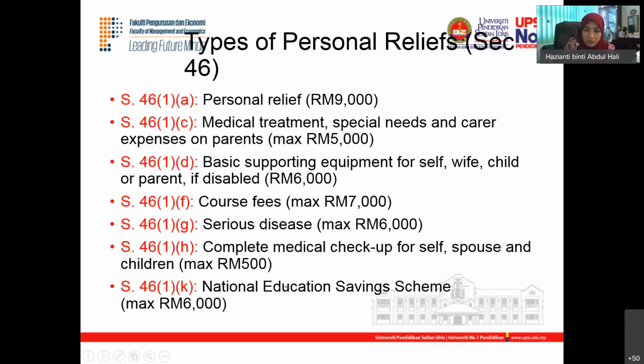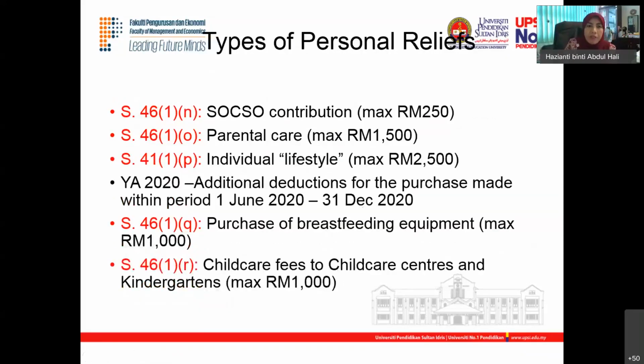And PTPTN, National Education Savings Scheme ni, especially for your parents, if they save money under these accounts, the maximum would be 6,000 per year. Simpan duit pun boleh tolak relief. Alright, so contribution, but maximum 250, parental care 1,500.